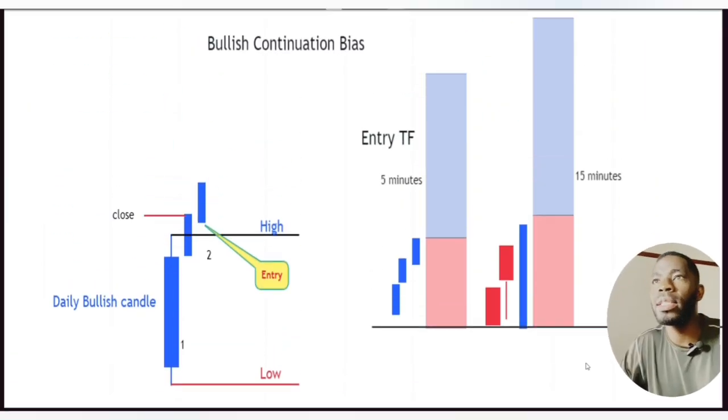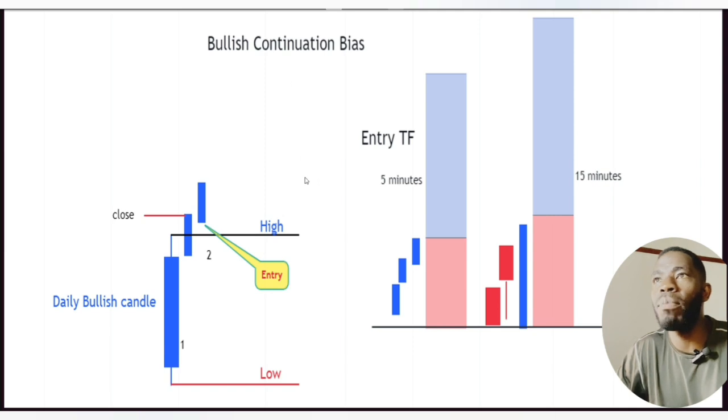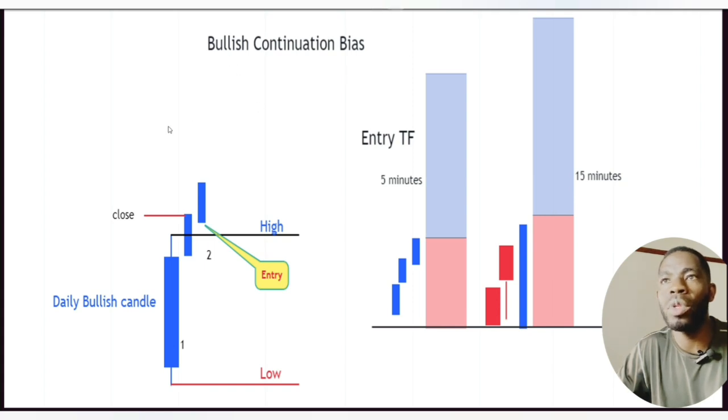In this next segment of our lesson, we are going to be looking at a bullish continuation bias. That's very important, so pay attention to this. We are looking to buy in a bullish continuation bias. We are looking for opportunities to buy or to go long in this strategy, okay. All right, so that is clear. Let's move on.